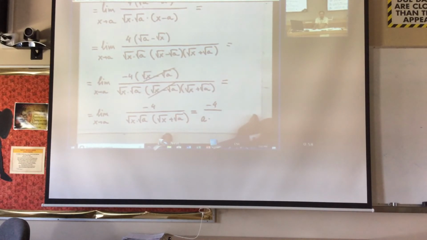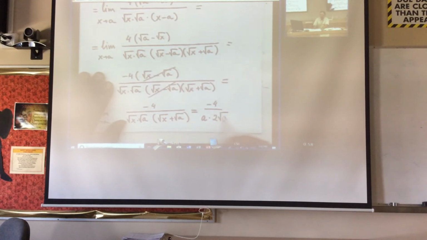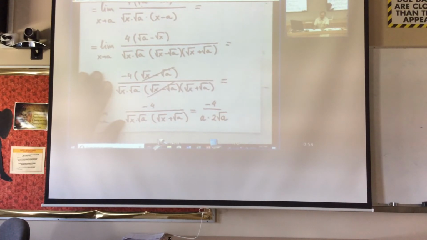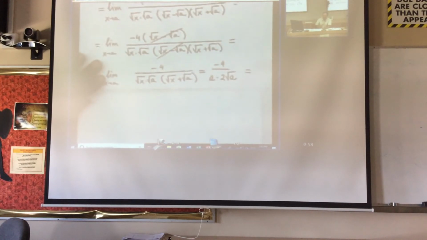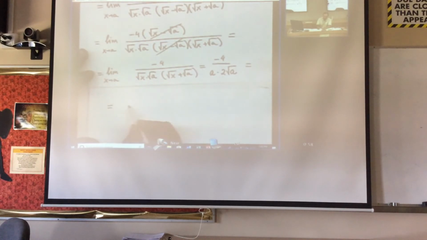square root of a. What do you get? Two of those, right? One apple plus one more, you get two apples. So we get 2 square root of a. Now, definitely I have to deal with negative 4 and 2, right? So I will have negative 2 over a square root of a.